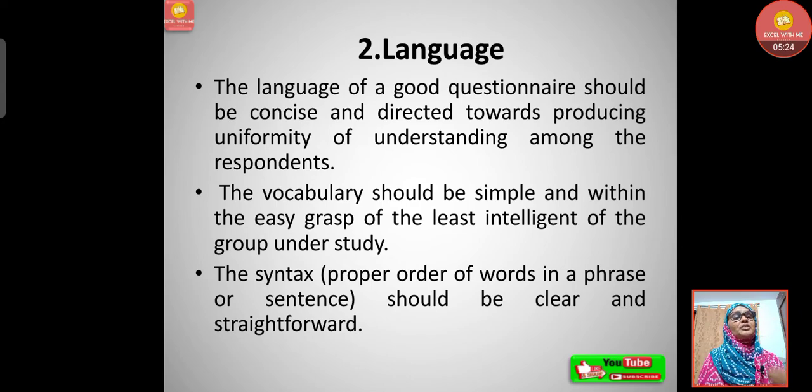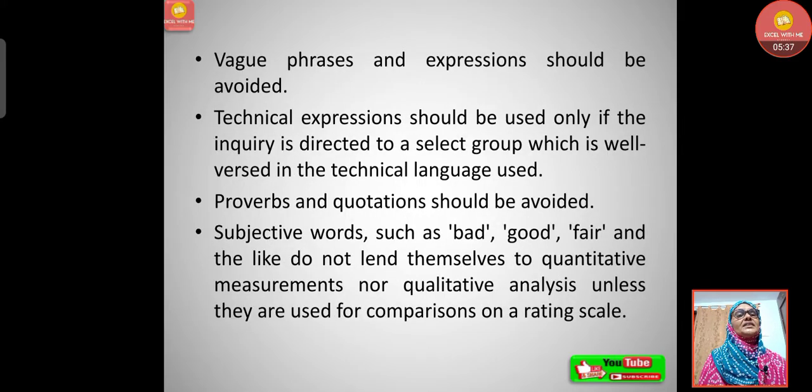Now the syntax, that is the proper order of words in a phrase or sentence, should be clear and straightforward. Obviously, only then will the respondent give the correct response. Vague phrases and expressions should be avoided. Technical expressions should be used only if the inquiry is directed to a select group which is well versed in the technical language used. If you are targeting a group that understands technical words, you can give technical expressions to those groups.